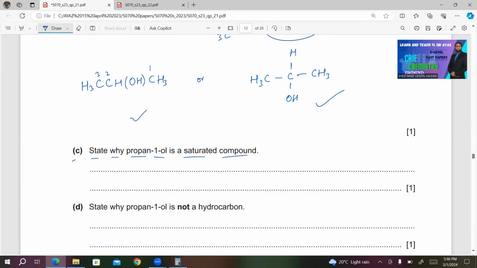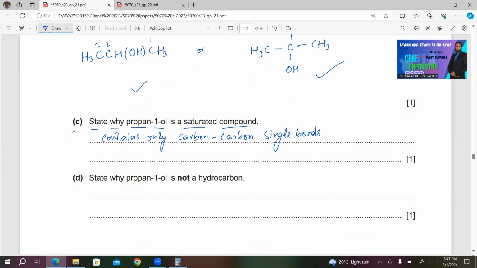C. State why propane-1-ol is a saturated compound. It must be containing only carbon-carbon single bonds. So you write: contains only carbon-carbon single bonds.